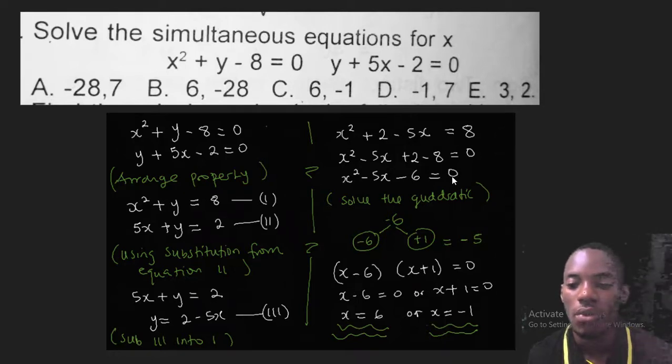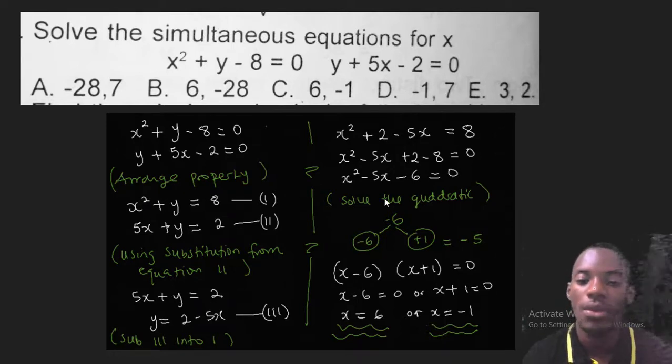Now solve the quadratic equation. This is minus 6. The factors of minus 6 that will give me minus 5 are minus 6 and plus 1. How? If you add minus 6 and 1, it will give you minus 5 as your answer. So I'll plug in these factors. That will become s minus 6 and s plus 1, because those are the two factors that I have.